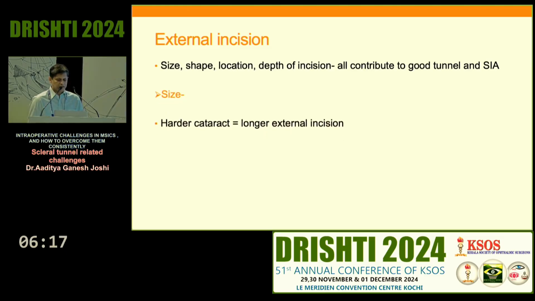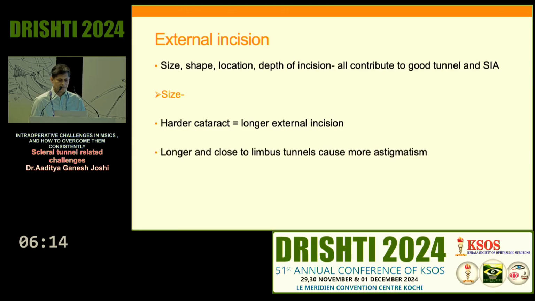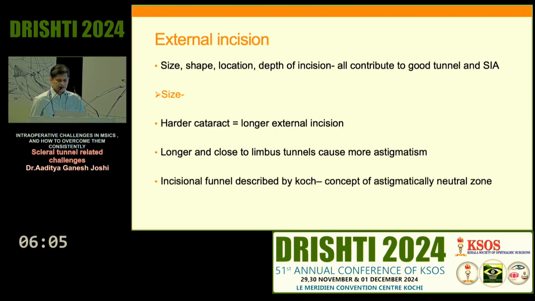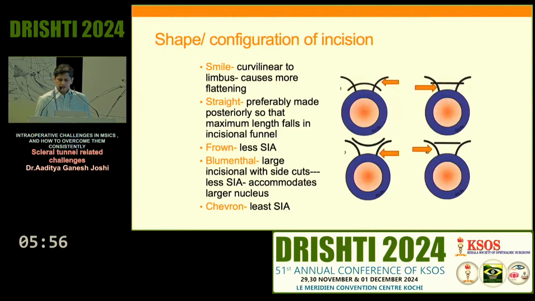The size mainly depends on the hardness of the cataract, but the longer the incision, or the closer it gets to the limbus, the more astigmatism it can cause. So to negate that, there was a concept of the astigmatically neutral tunnel explained by Koch. The arrows here point towards the astigmatically neutral funnel, where the incisions made are astigmatically neutral or create less astigmatism. So incisions like Frown, Blumenthal or Chevron mostly lie in this funnel and they create the least astigmatism as compared to the Smile and Straight.